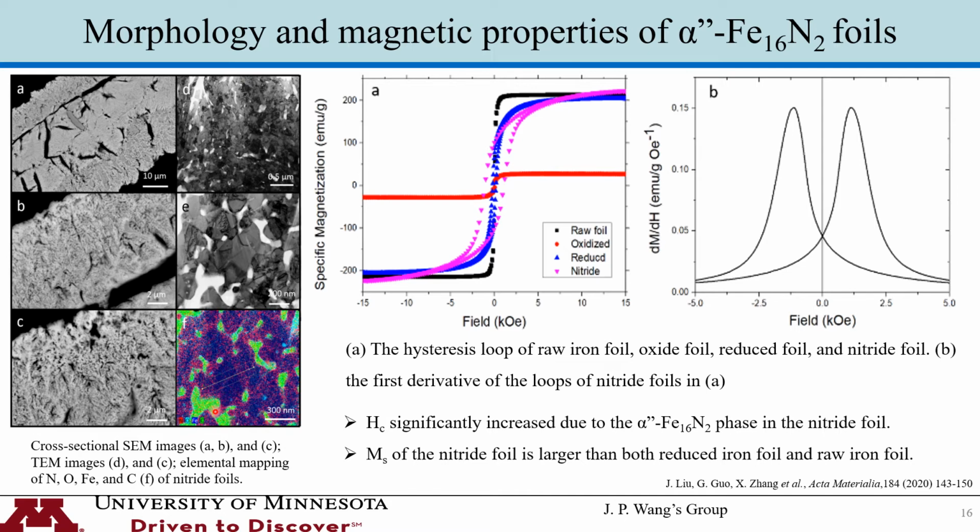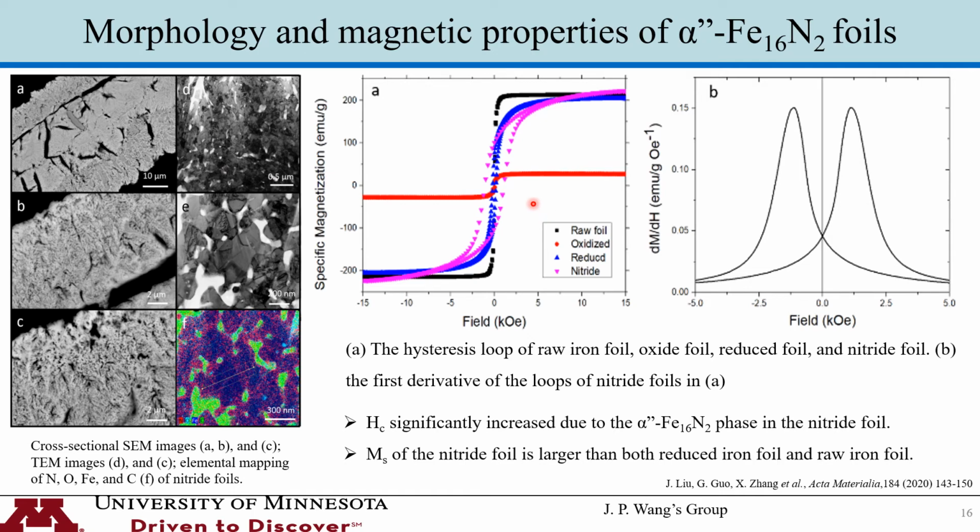Also, green regions here stand for the pores. This is because we use a special polymer to inject into the sample to fix the porous structure during the sample preparation process for TEM.